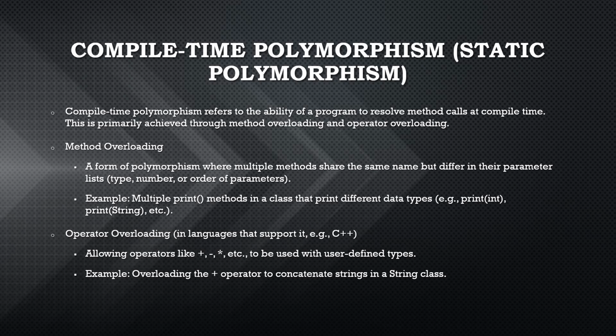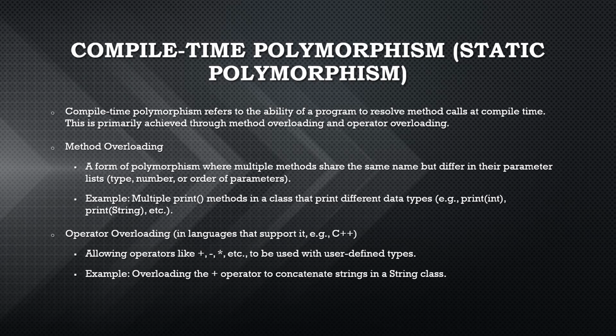Compile time polymorphism, also known as static polymorphism, refers to the ability of a program to resolve method calls during compile time, primarily through method overloading and operator overloading. Method overloading allows multiple methods to share the same name while differing in their parameter lists, such as having various print methods for different data types like printInt and printString.